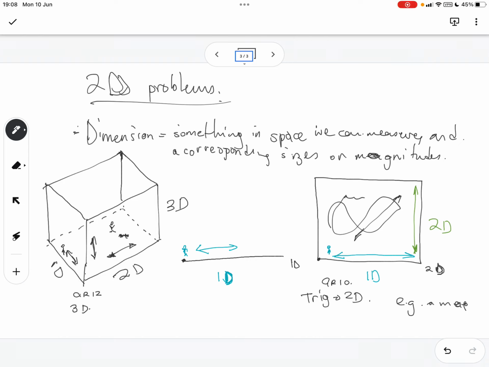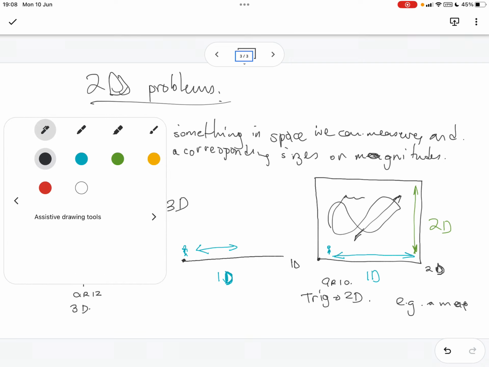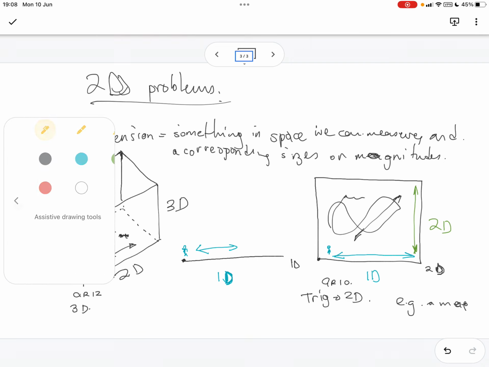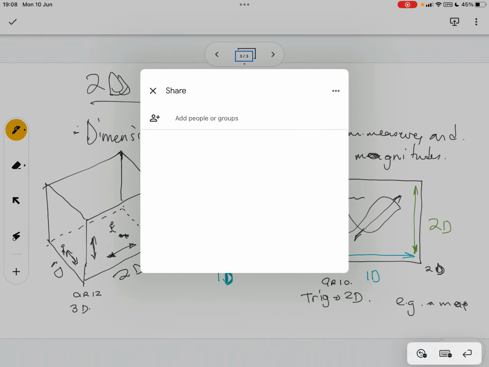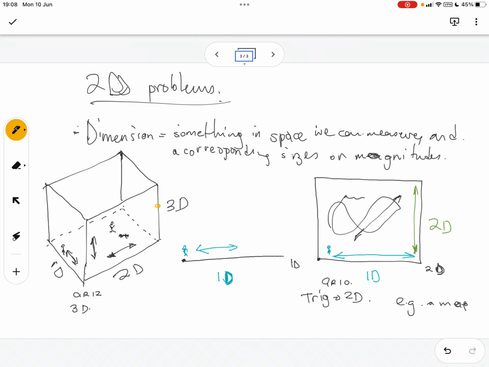So now, in grade 10, we use trig to solve 2D problems. This is in grade 10. And in grade 12, we revisit the topic and we solve 3D problems. That is why in those exam type questions, you will have a building that's somewhere there.